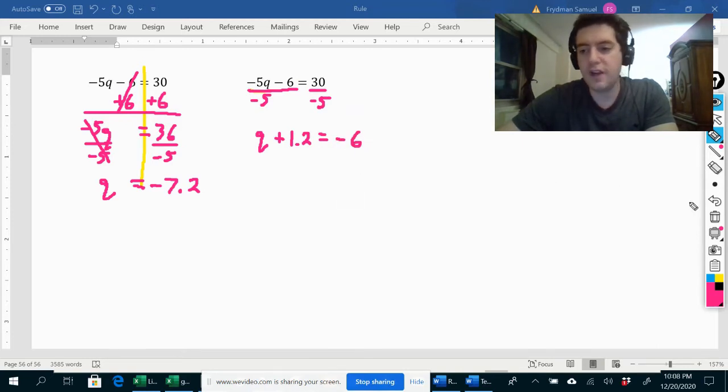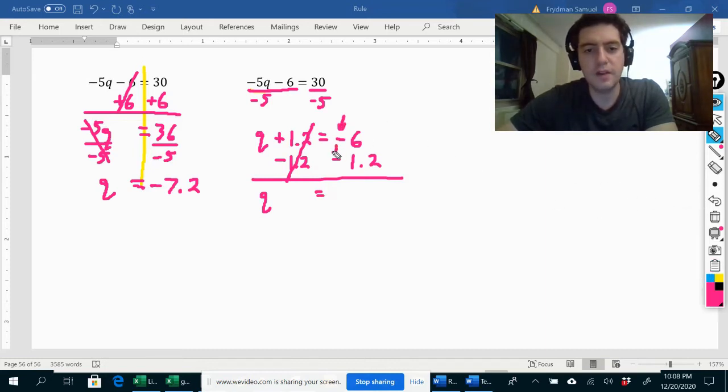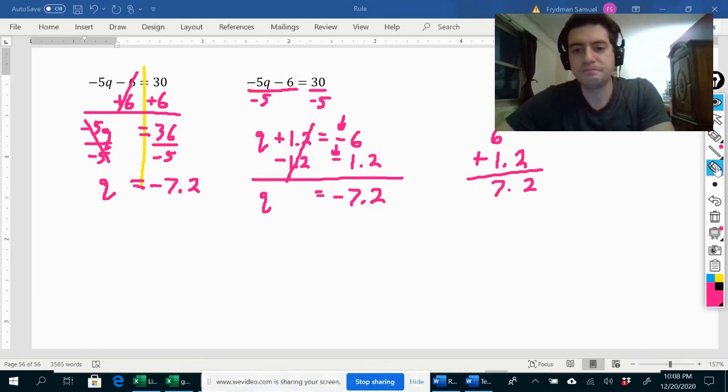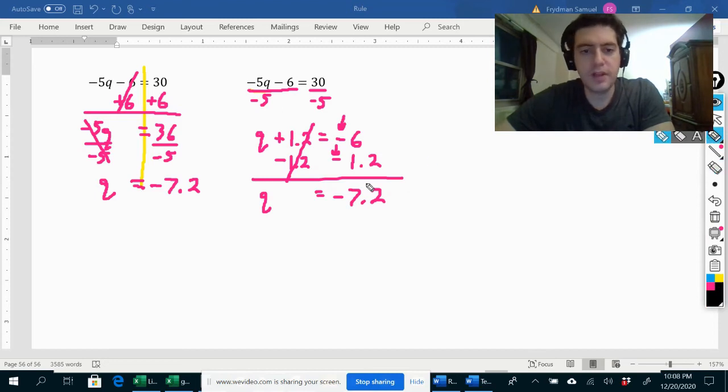All right, and finally, our last step would then be to get rid of this plus 1.2 over here, and then the q will be alone. So the inverse of addition is subtraction, so we will subtract 1.2 from both sides. And we get q is equal to, here the symbols are the same. So we have a negative here and a minus here. I like to say same symbols, we add and keep the symbol. So that's going to be negative 7.2. All right. And of course, we could check our answer by plugging this number back into the original equation for q.